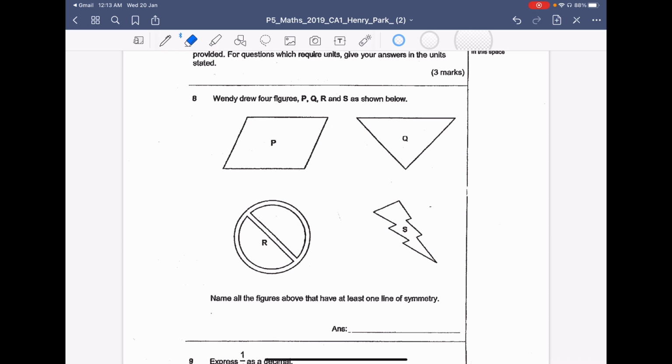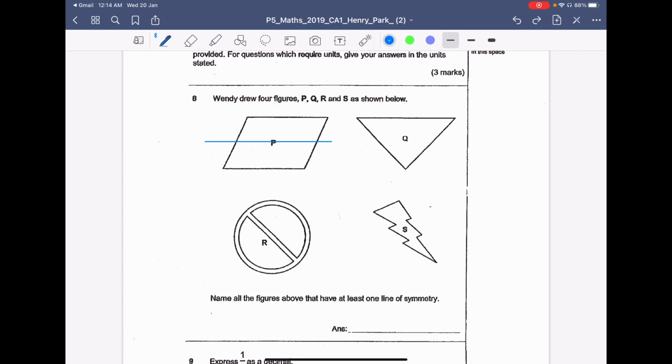Wendy drew four figures, P, Q, R, and S as shown below. Name all the figures above that have at least one line of symmetry. So if you look at P and draw a vertical line down in the middle, and you fold this portion here to here, you notice that it won't be folded equally. So this has no line of symmetry.